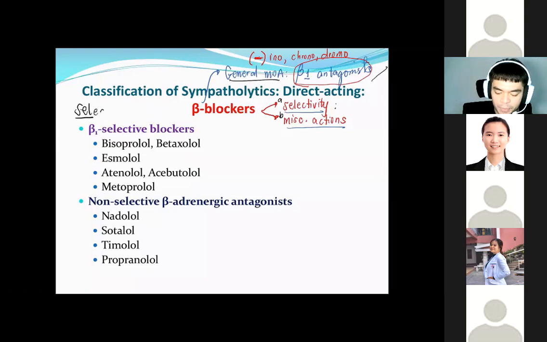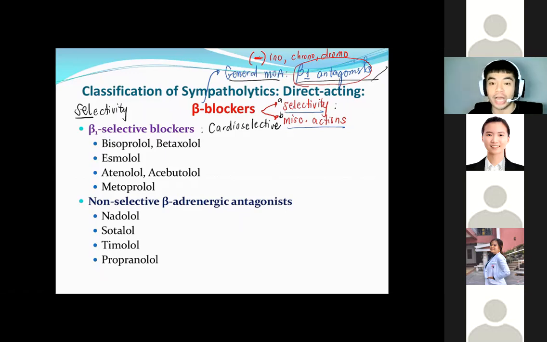Based on selectivity, number one, we have beta-1 selective blockers. They are also known as cardioselective blockers. Examples are bisoprolol, betaxolol, esmolol, acebutolol, metoprolol, carvedilol, or sorry, not carvedilol, carteolol. So yan ang mga examples ng beta-1 selective blockers. Sila lang ang grupo ng beta blockers na nakafocus sa beta-1 antagonism yung action.